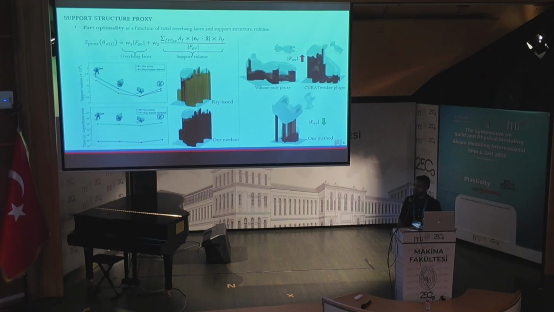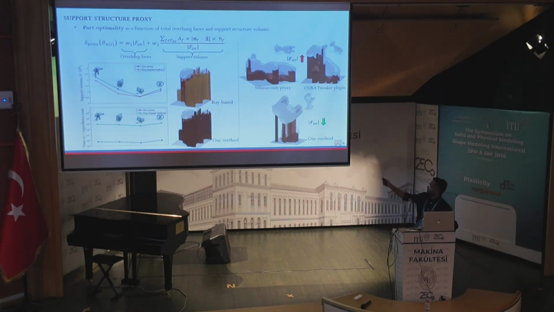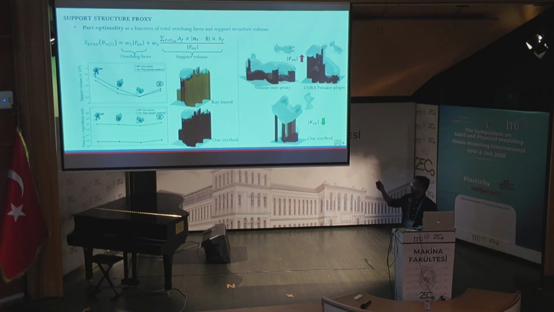Before we move to the optimization, we need an objective function. We define the objective as a combination of overhang phases and support structure volume. Here you can see a set of examples of part orientation optimization using different objective functions. You can see what happens when you use support structure volume only, or the number of phases. Even though the volume decreases, the number of overhang phases increases.